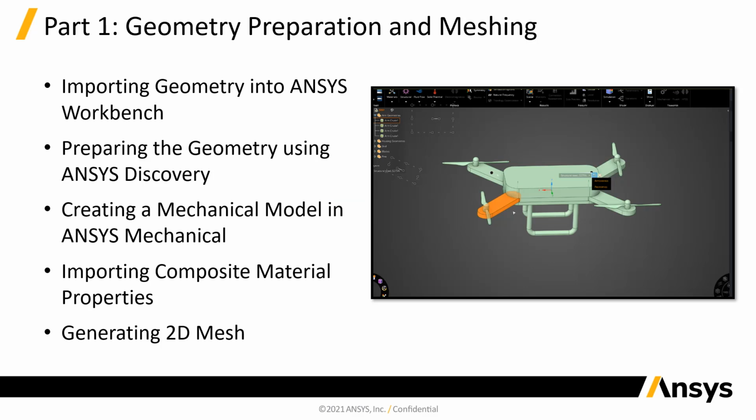In part 1, we'll import the geometry into Ansys Workbench and prepare it for analysis using Ansys Discovery by isolating the rotor arm and modifying it to accept our loading conditions and composite properties. We'll send that geometry to a mechanical model in Ansys Mechanical, import composite material properties, and generate a 2D mesh that we'll use for analysis.